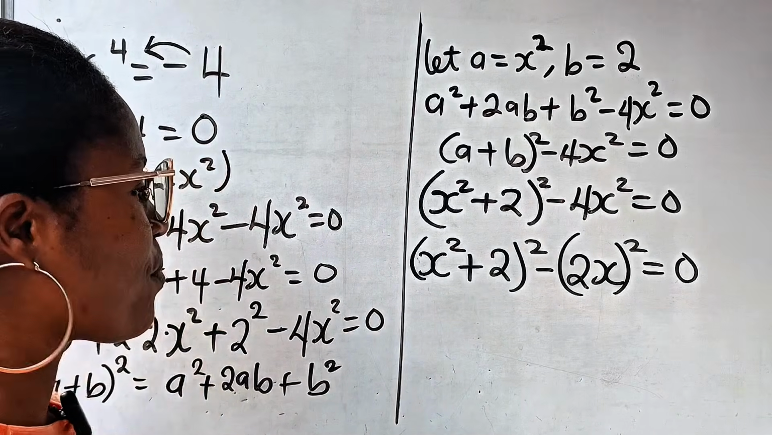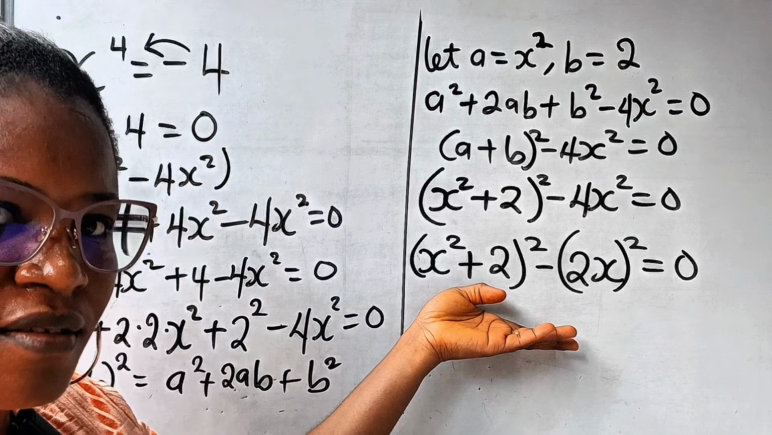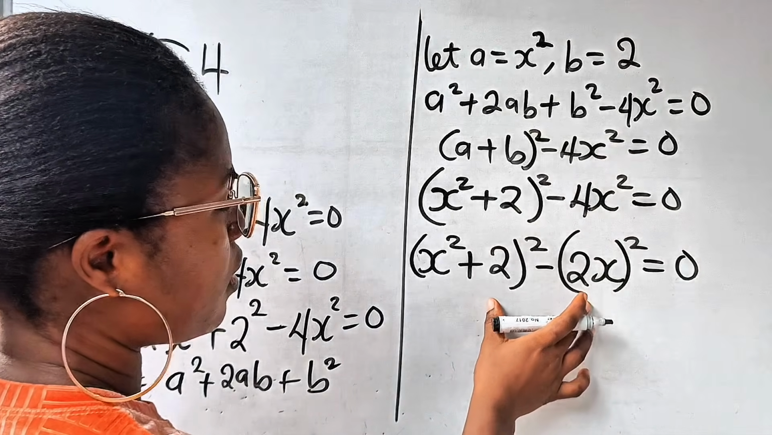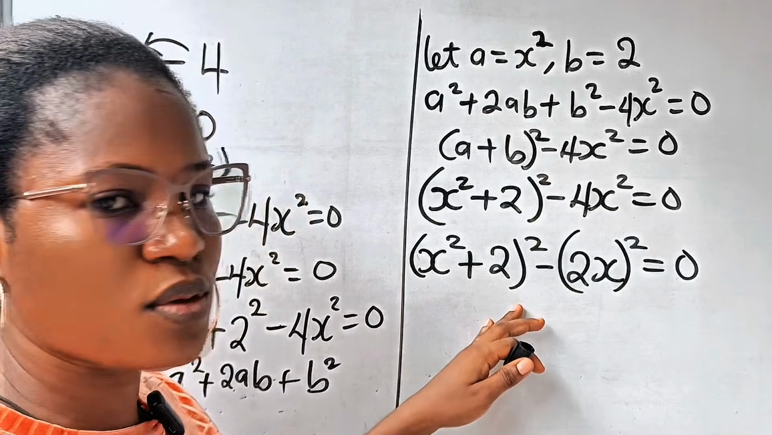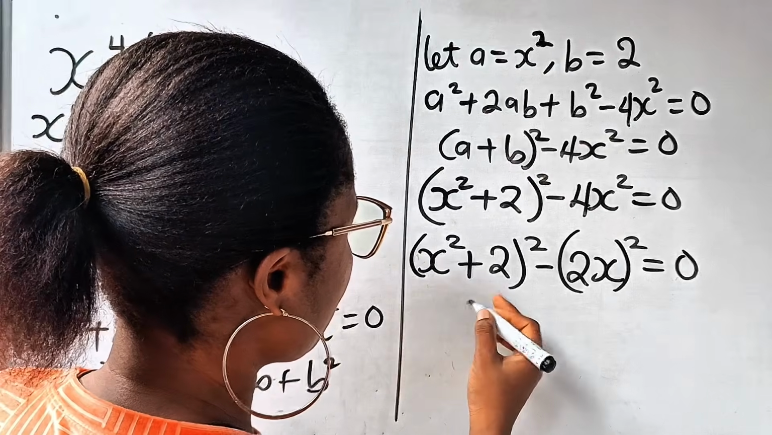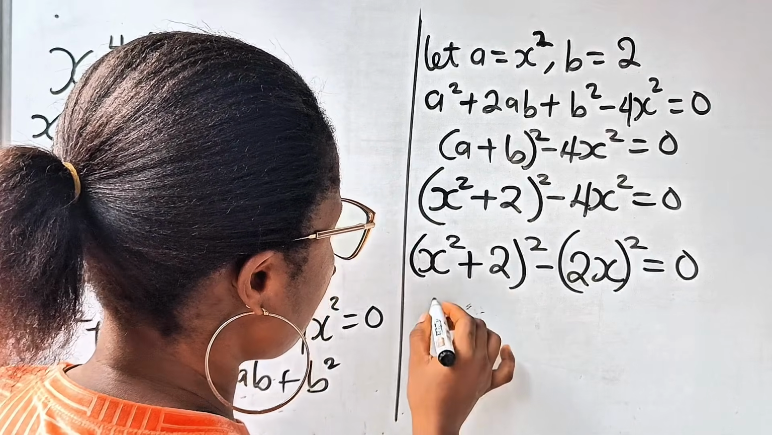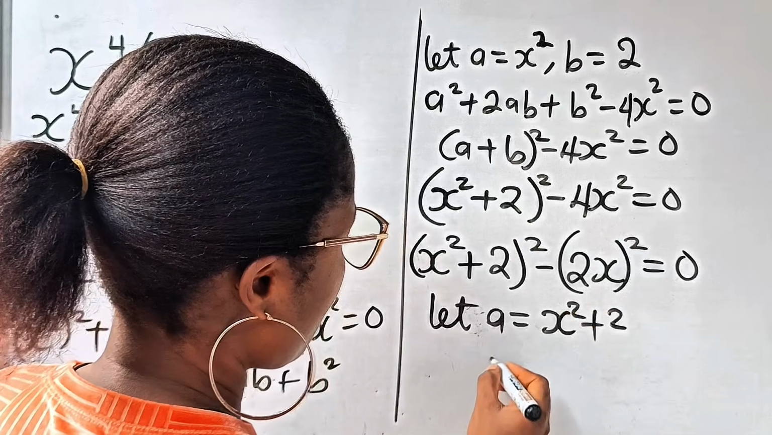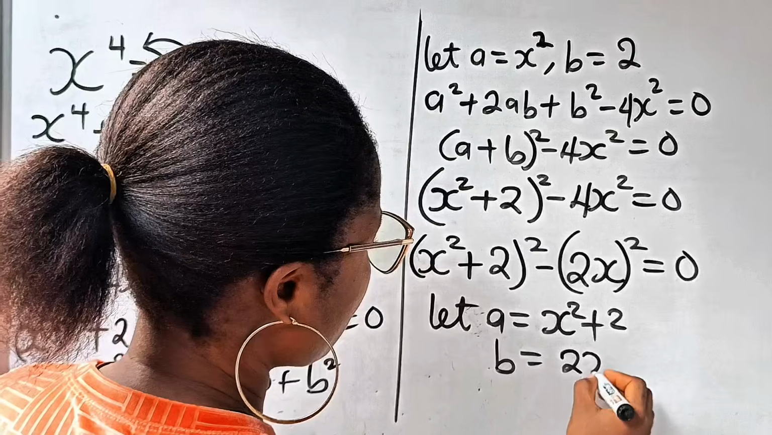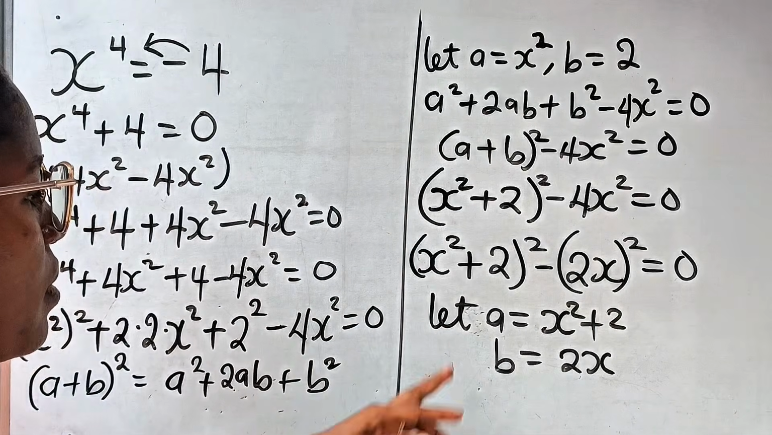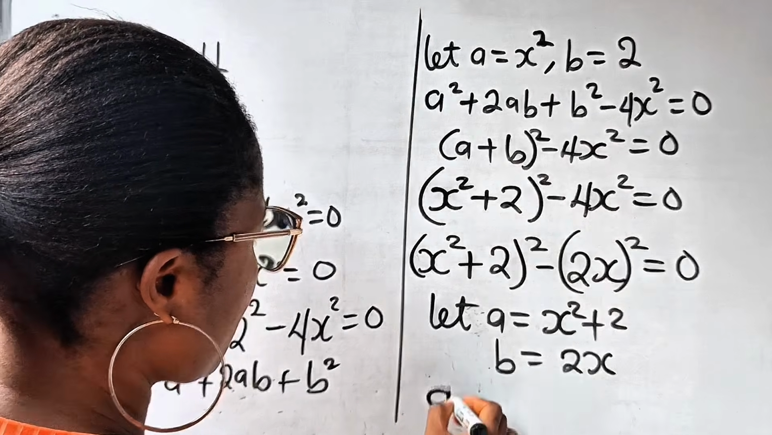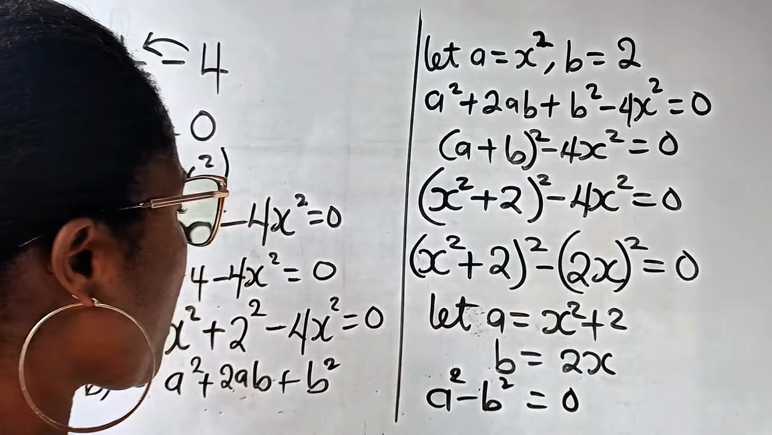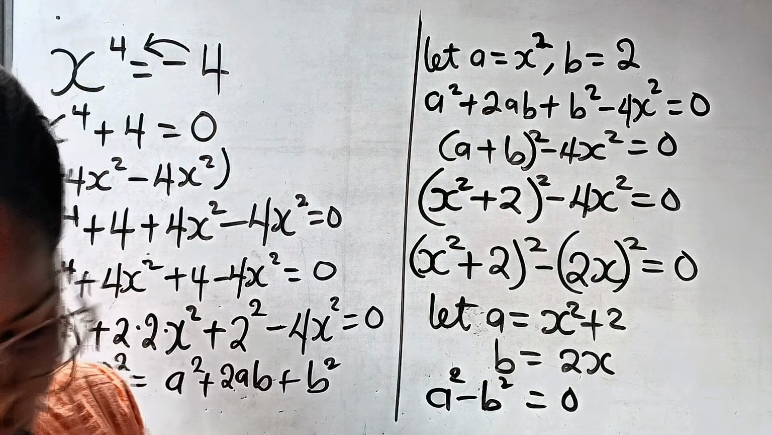Are you seeing anything? Yeah, because it looks like we have another equation here. So this particular equation can be written as a difference of two squares, because if we call the whole of this a, so if we say let a be equal to x squared plus 2 and b be equal to 2x, right? It simply means that what we have here now is a squared minus b squared is equal to 0. And this is what is called difference of two squares.